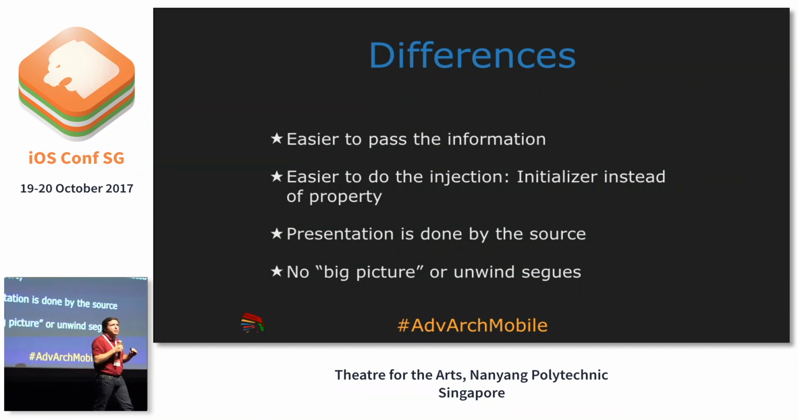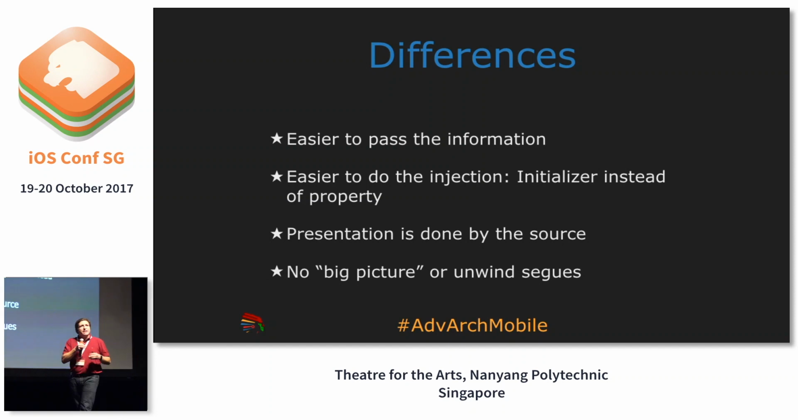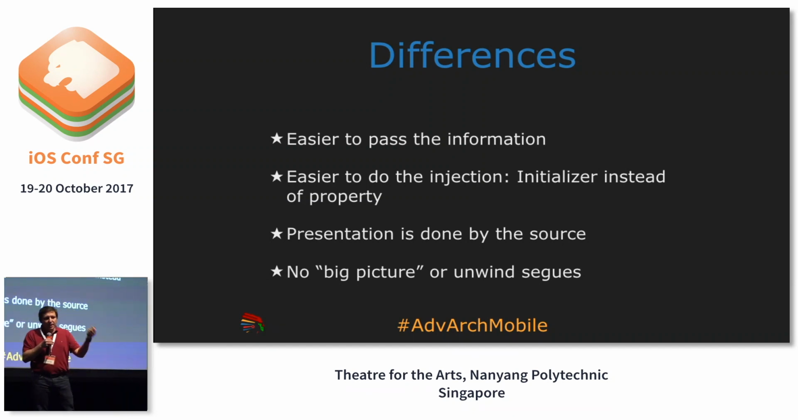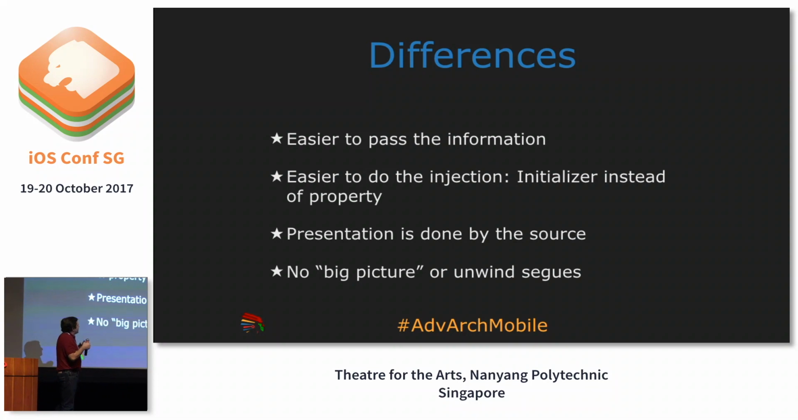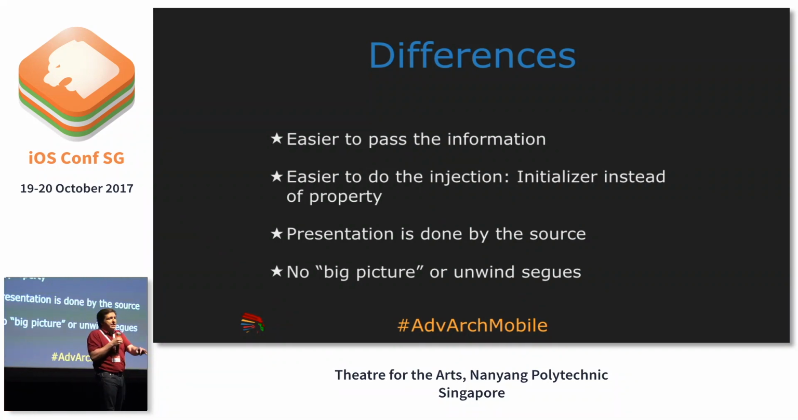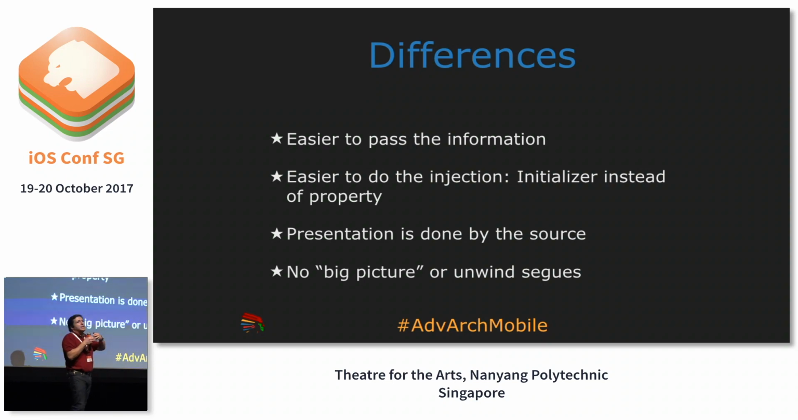Injection is always easier if you do it through the initializer, the constructor for other languages, than if you do it through a property. You don't need implicitly unwrapped optionals and things similar to that. So that is far easier. The worst part is that the presentation has to be done by the source. It has to decide whether this is a modally presented view controller or not, and you lose the big picture and the unwind segues that come for free in the storyboard.